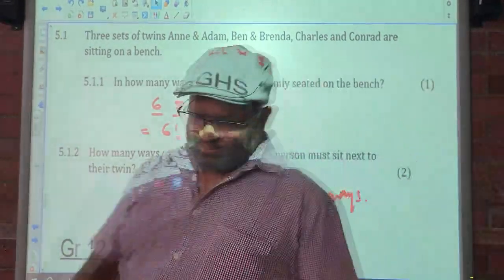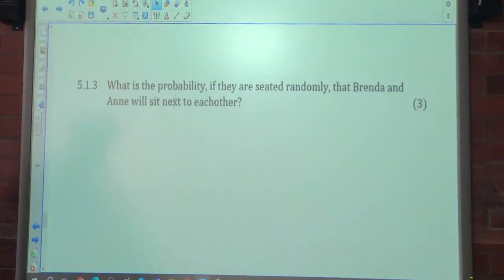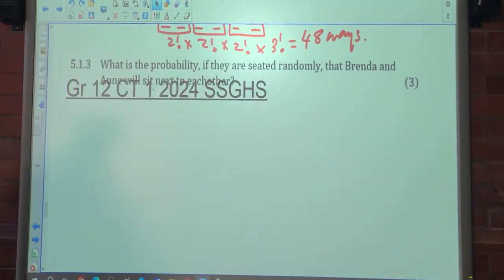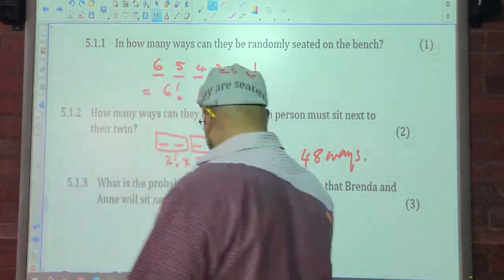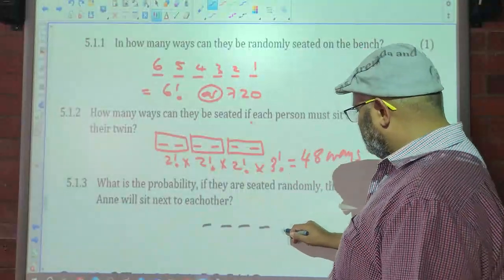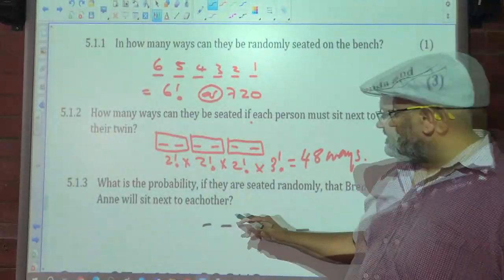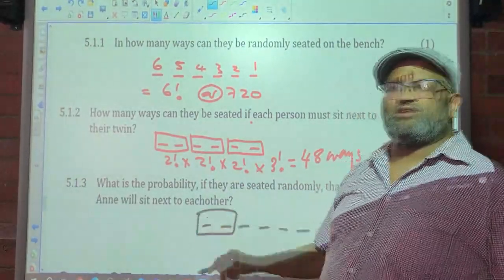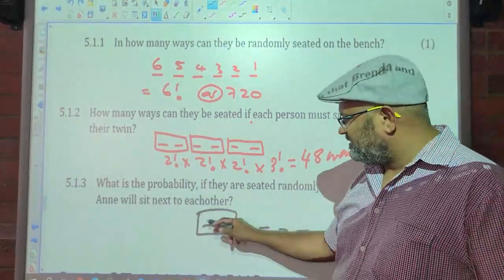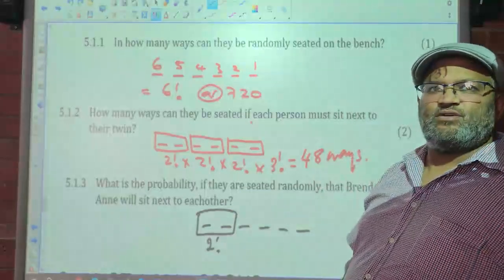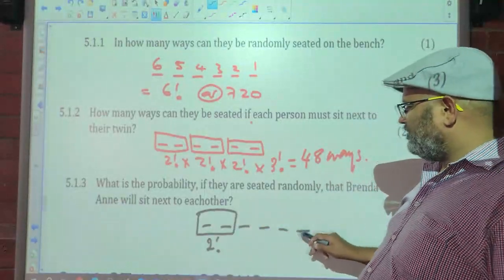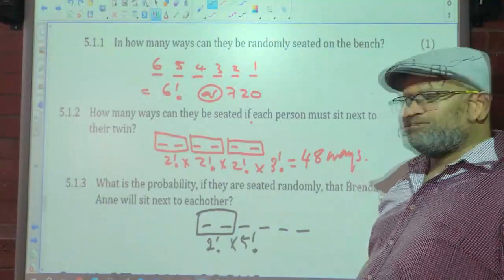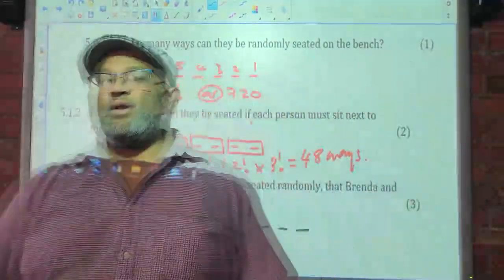The last question, for 5.1 we are asked, what's the probability, if they are seated randomly, that Brenda and Anna will sit together? Or Anne, whatever. So if you bind Brenda and Anne, they will take up 2 seats, not so? How many ways can they be seated? 2 factorial ways. But this can happen, you count this as 1 unit: 1, 2, 3, 4, 5, times 5 factorial.